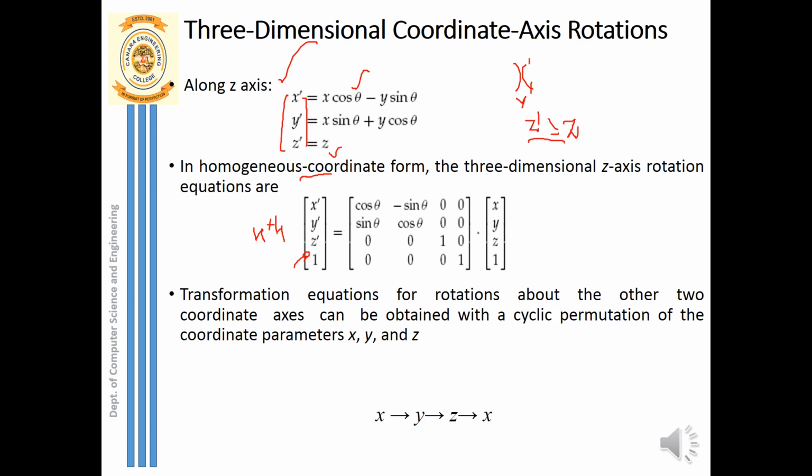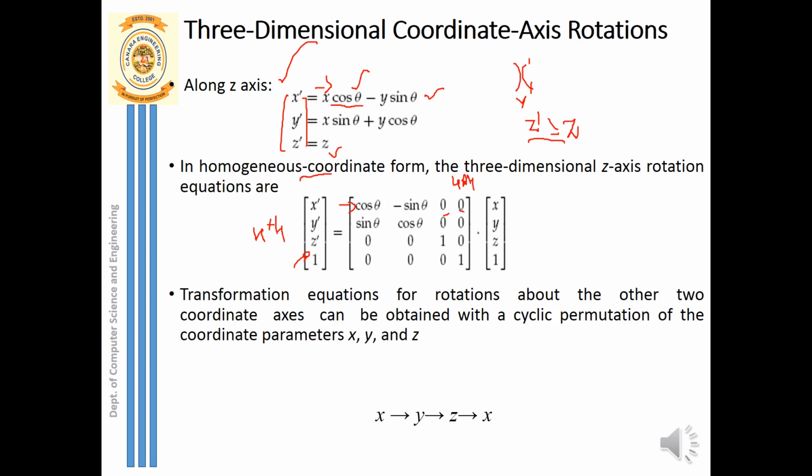Now coming to the RHS part, the first row indicates the x values. You can see the equation corresponding to the x coordinate. So you can write it as cos theta, the component of x, minus sin theta, the component of y, and the z component in the first equation is 0. Since the matrix is 4 cross 4, I must have a fourth component, and the fourth component here is 0.